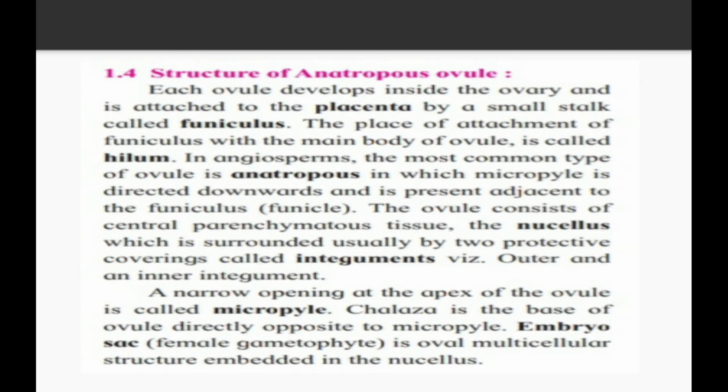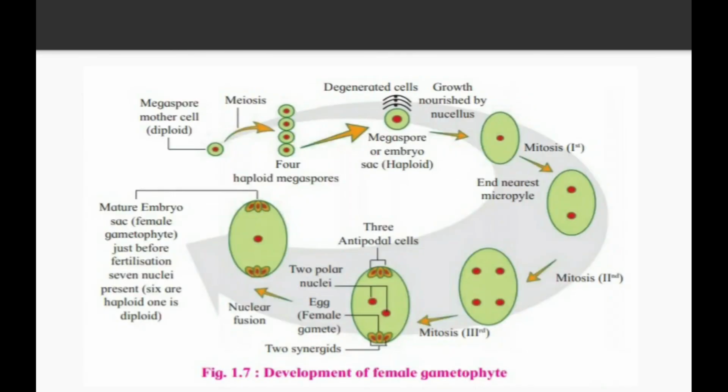Now our next point is why it is called multicellular. So let's see why it is called multicellular. So this is the development of the female gametophyte. The female gametophyte is a 7-celled and 8-nucleated structure, and how it is formed is what we are going to cover today. First of all, the megaspore mother cell, which is a diploid one, the bigger cell present in our flower, is the megaspore mother cell. It is also called the MMC.